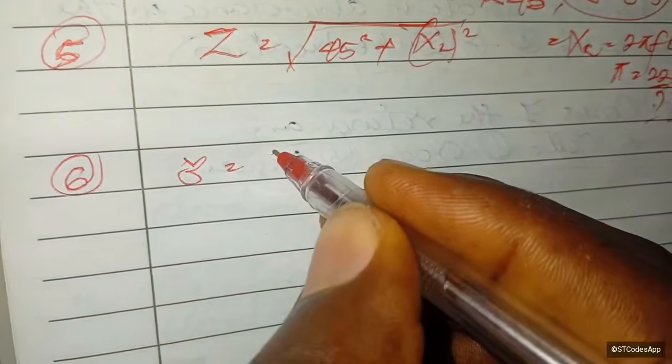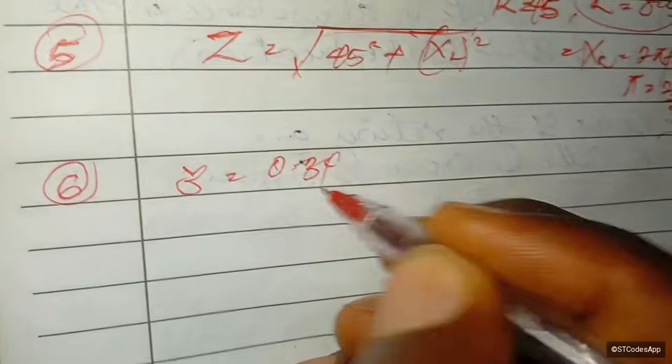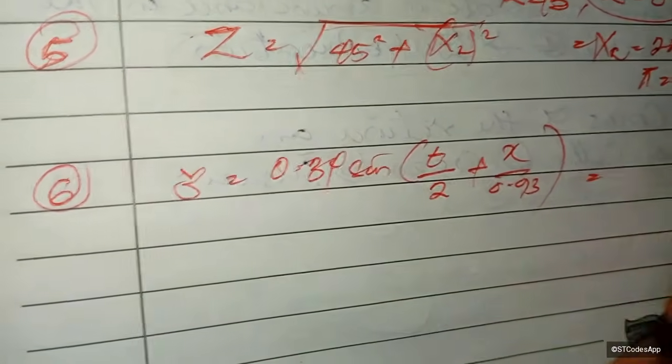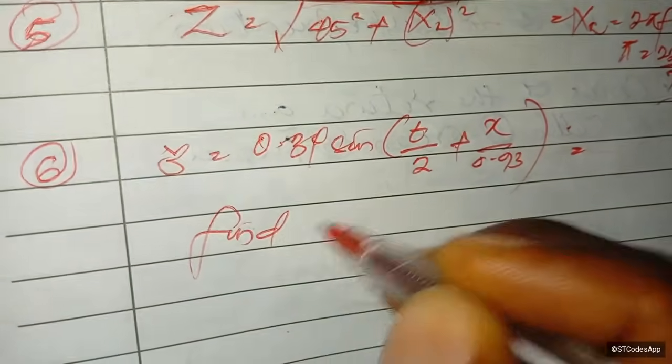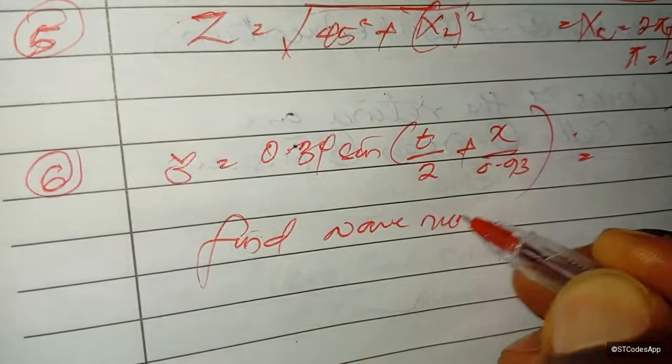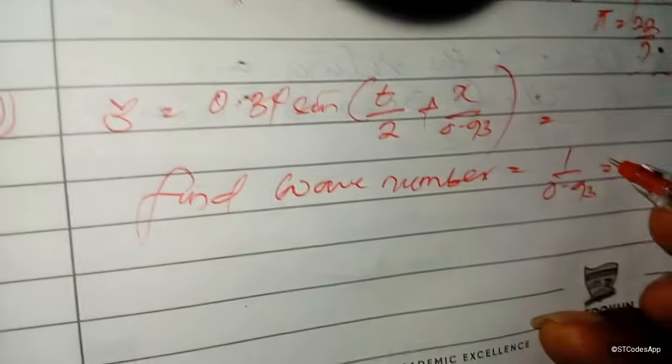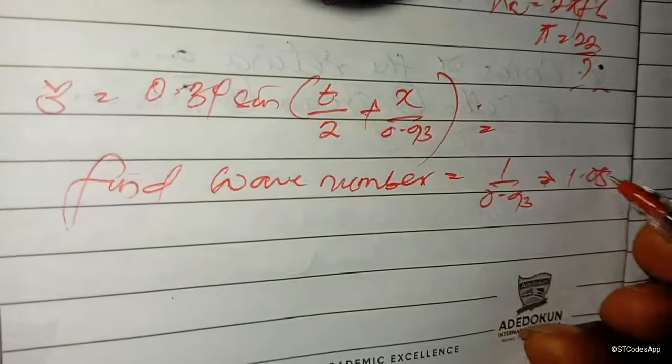Then there was another one on waves, where you have y equal to 0.34 sine of (t over 2 plus x over 0.93), and you have to find the wave number. For this one, it's also very simple. The answer is just 1 over 0.93, which I said was 1.08. Then for the impedance, the answer I said was 163.5 ohms. That's the unit of impedance.